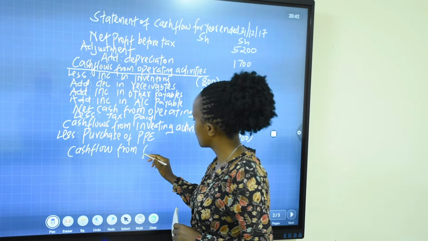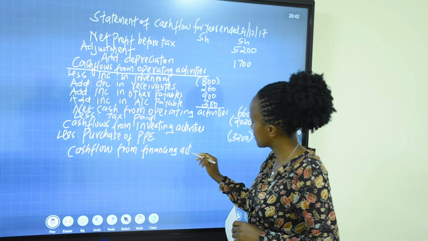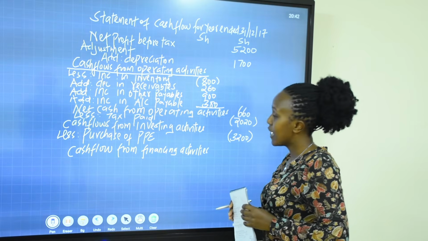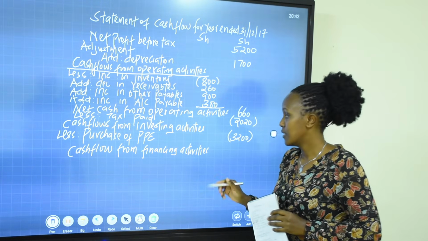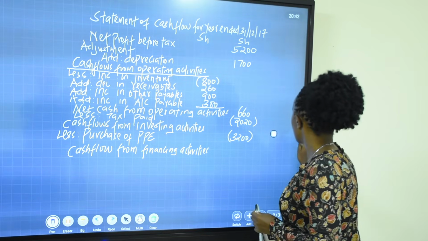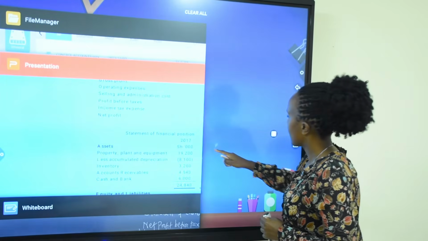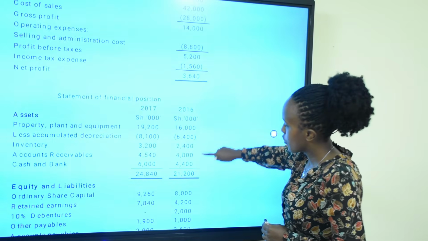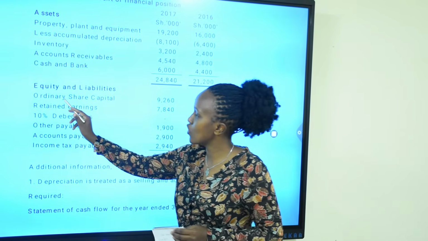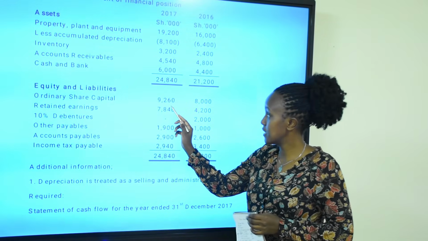So we have cash flows from financing activities. These ones affect the share capital, the dividends, and so on. So from our question, we can look and see what are the financing activities. When you look at the equity and liabilities, we can see that there is ordinary share capital. There was an increase. That is a financing activity.